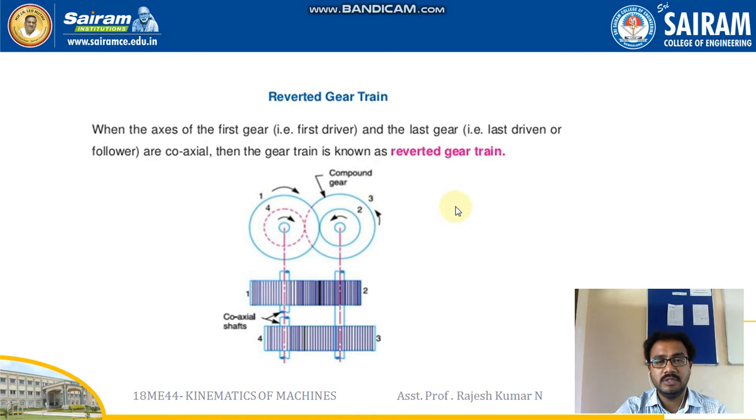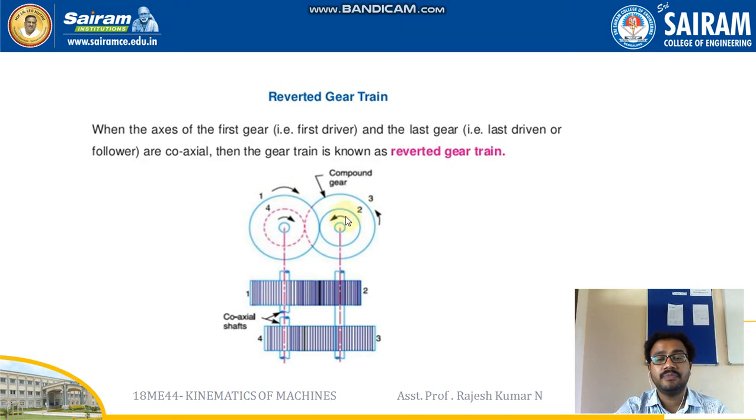Hello everyone. In this video, we will be discussing the reverted gear train. I have taken an example sketch for a reverted gear train. It is the case when the axis of the first gear, that is the first driver, and the last gear, that is the last driven or the follower, are coaxial. You can see it here.